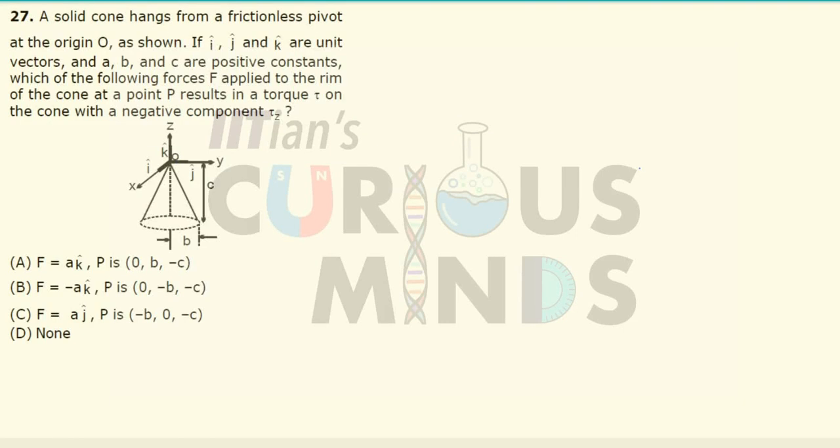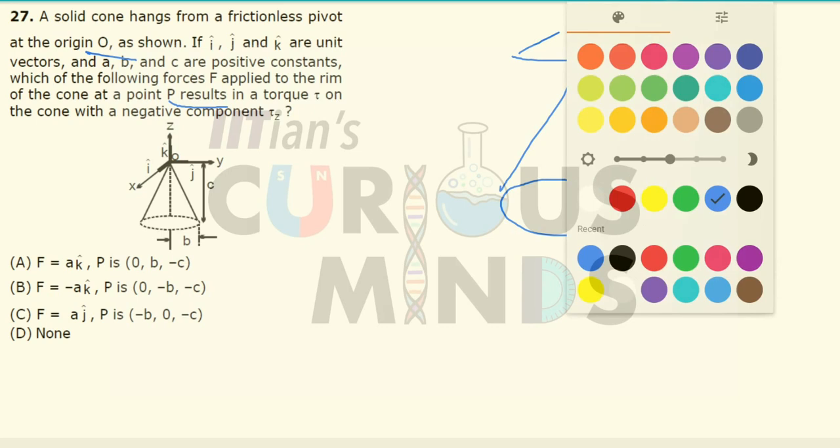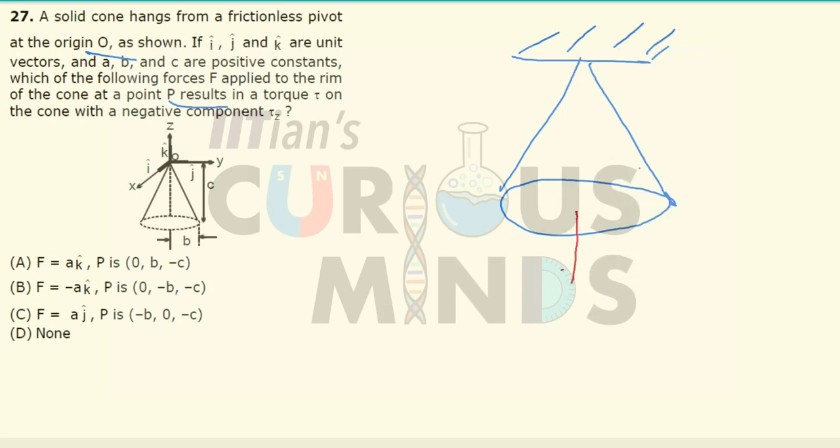A solid cone hangs from a frictionless pivot at the origin O as shown in the figure. If i, j and k are the unit vectors along x, y and z, and A, B, C are positive constants, which of the following forces applied to the rim of the cone at a point P results in the torque tau of the cone with a negative tau z component? It means that for this cone, if I draw this cone, the resultant torque should be in the downward direction. Negative tau z component means that the resultant torque will be in the downward direction.